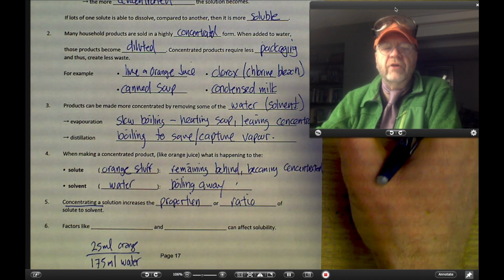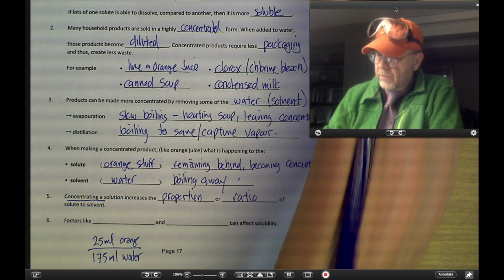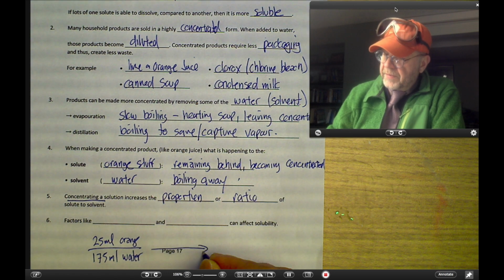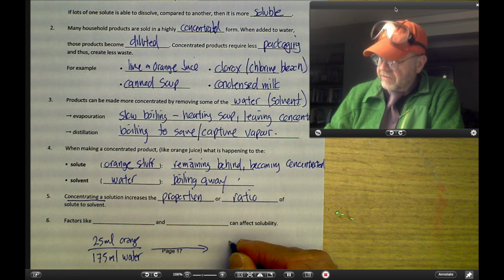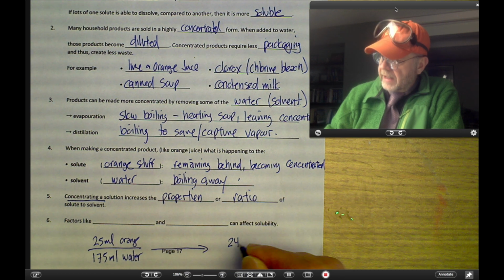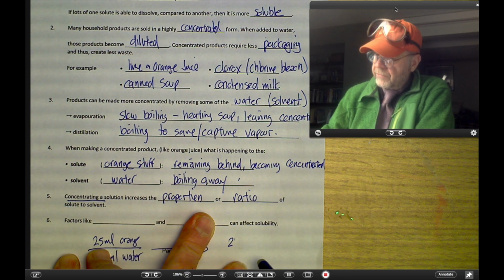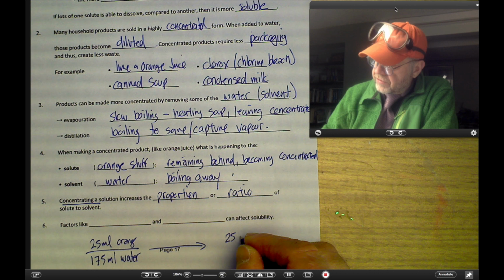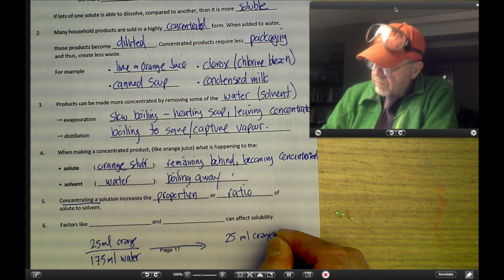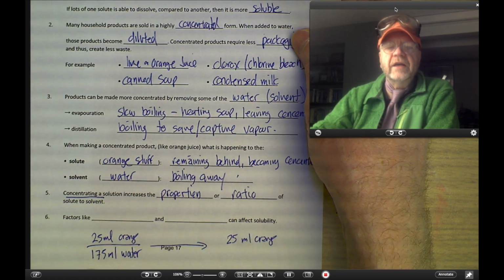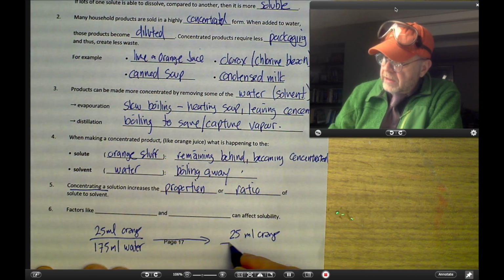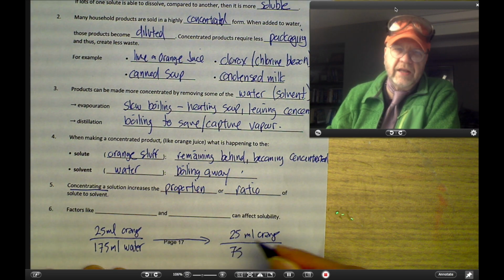When we're concentrating orange juice, we're taking the water away. So the solute is staying the same at 25 milliliters, right? Nothing's happening to the orange juice. But we're removing a lot of the water. We're boiling away a lot of the water. Let's say we're taking away 100 mils of that.